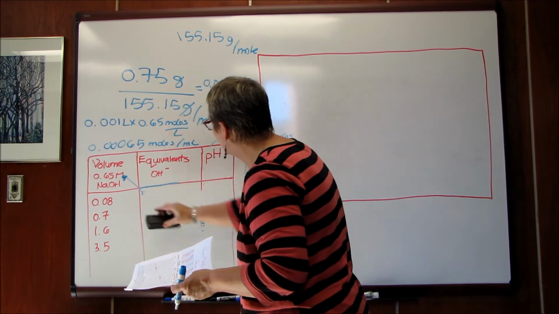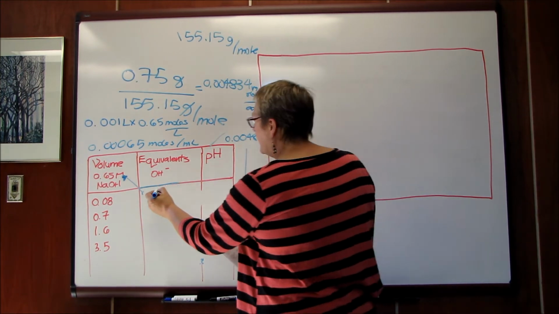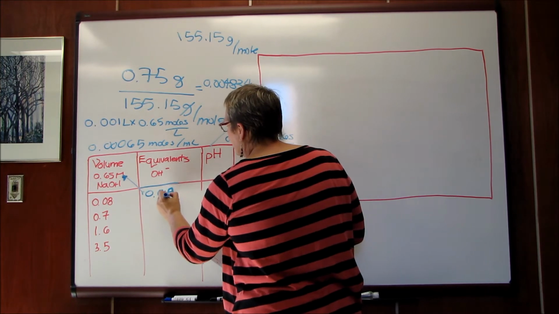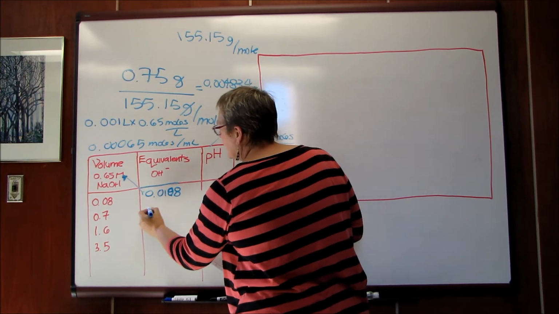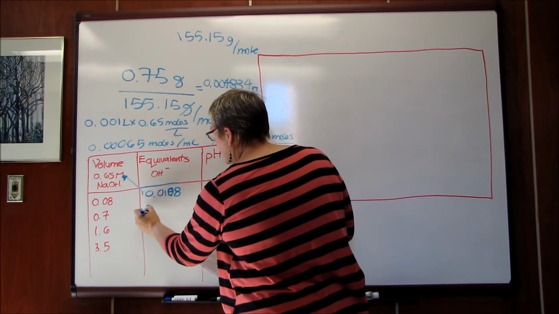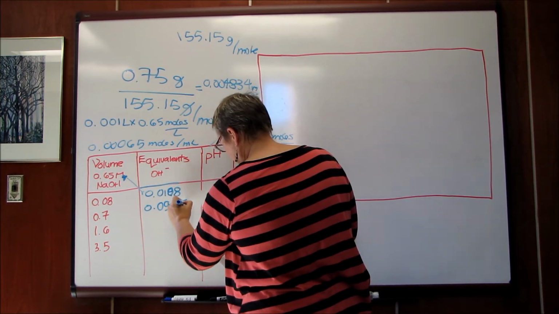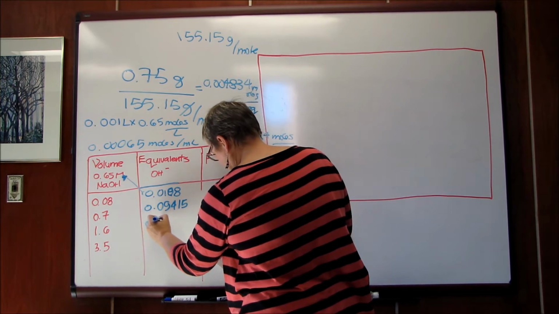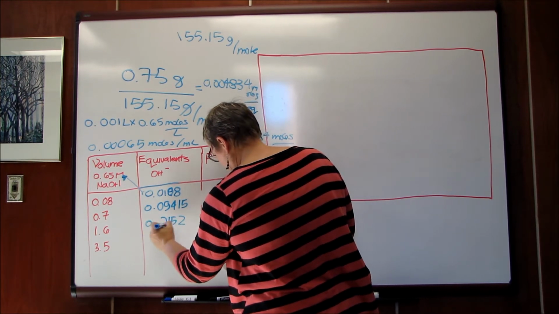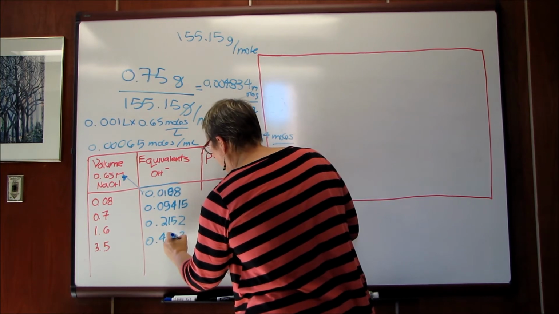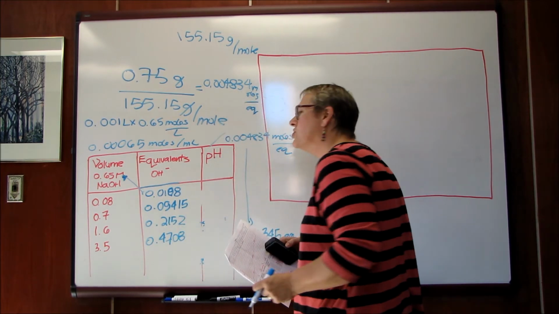Using the math that I just showed you, I would end up with 0.0108. This one turned out to be a little bit of a stinker on the test, but that was okay. 0.09415, 0.2152, and 0.4708. Okay? So there's two things here.